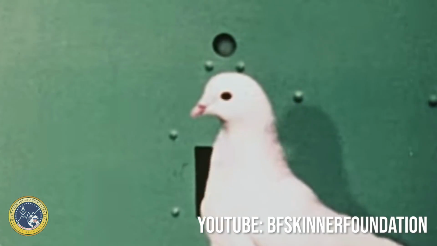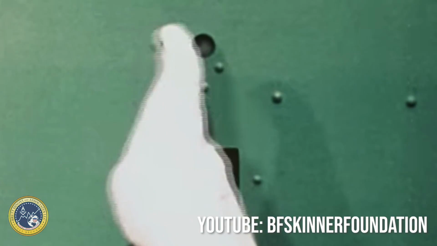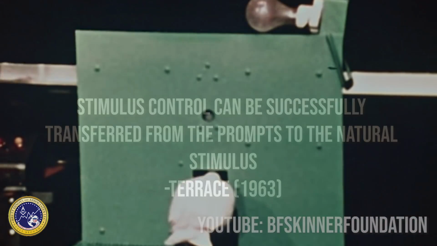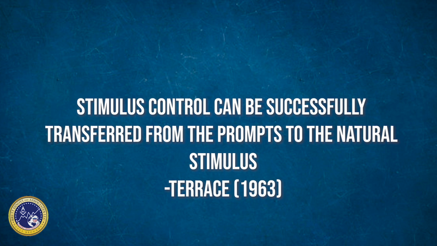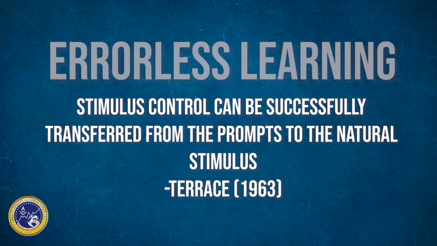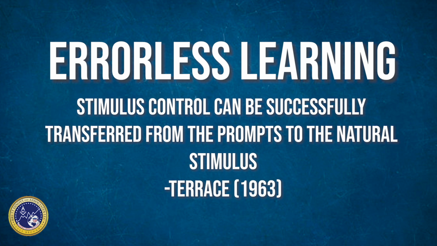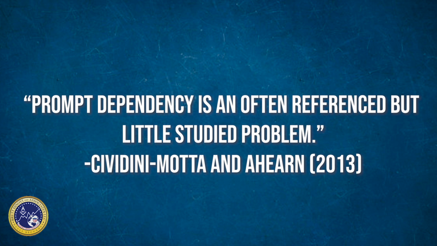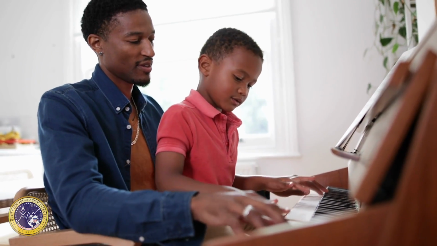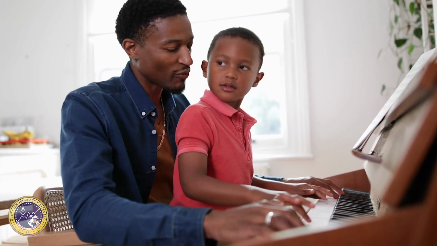Successfully teaching pigeons to make red, green, and vertical horizontal discriminations with minimal errors, Terrace's 1963 research demonstrated that stimulus control can be successfully transferred from prompts to the natural stimulus. This specific method of teaching is called errorless learning and requires prompts to be gradually and systematically faded out. Cividini, Moda, and Ahern note that prompt dependency is an often referenced but little studied problem. Prompts and prompt fading are common teaching strategies used for producing discriminative repertoires with minimal errors.